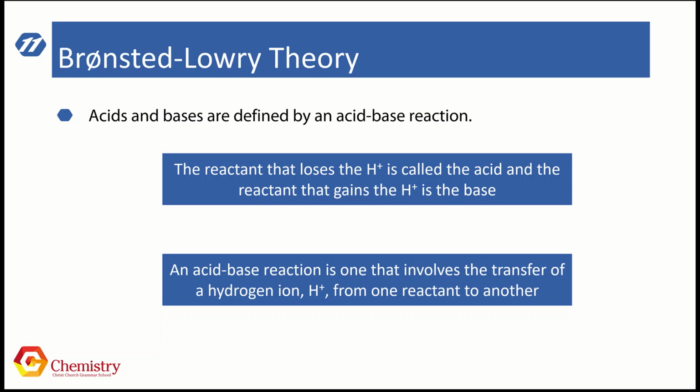Bronsted-Lowry theory says the reactant that loses H plus is called the acid, and the reactant that gains the H plus is the base. That means that when you have an acid, there must also be a base. So an acid-base reaction is one that involves the transfer of a hydrogen ion, H plus, from one reactant to another.